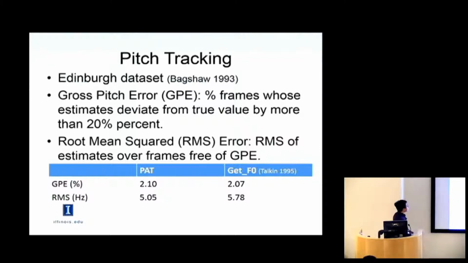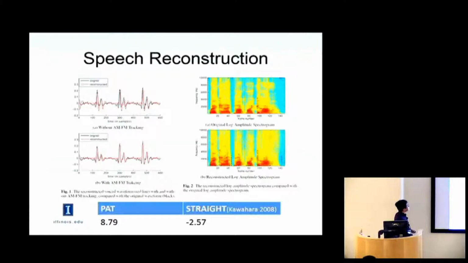Okay. The second experiment is speech reconstruction. Speech reconstruction basically involves inferring all the hidden variables from real speech and then putting these variables back together to produce speech, to see if it is close to the original observed speech. So let's look at this. This is the reconstruction result of one of the frames.